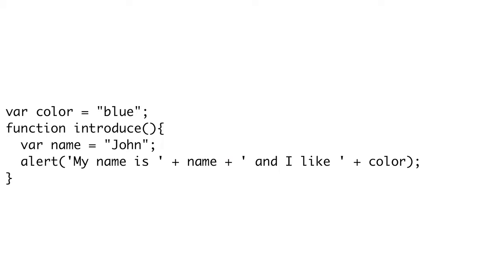So in this example, we have two variables, name and color. We can see that the name variable is bound inside the scope of the function introduce. But color is not. We have to look up the scope chain to see that color is defined in the global scope. We can understand how the variable color is bound by looking at the code itself.